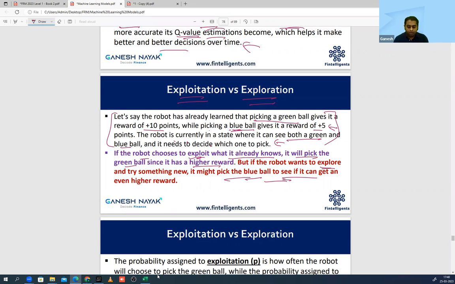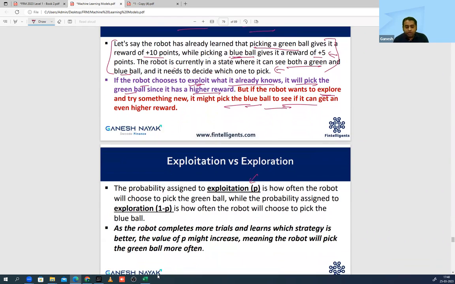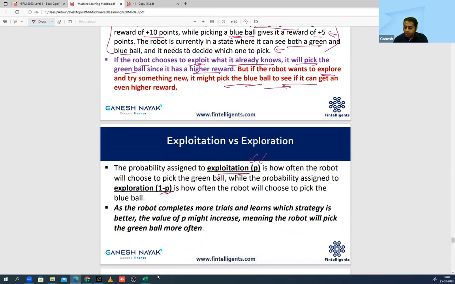Okay, so we are calculating the probability. Probability of exploitation is P, and exploration will be the remaining, 1 minus P. Okay, so as the robot is learning, every single time it is updating those probabilities and it will help it to take better decisions. This is what is happening. You also do the same thing, it is nothing extraordinary.